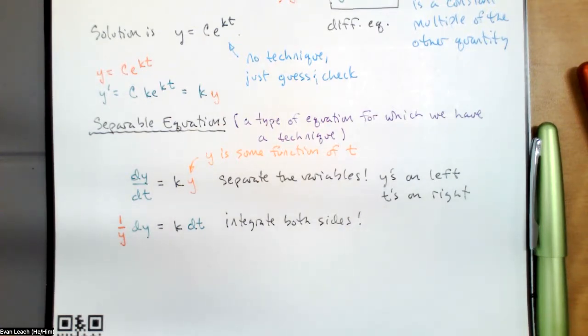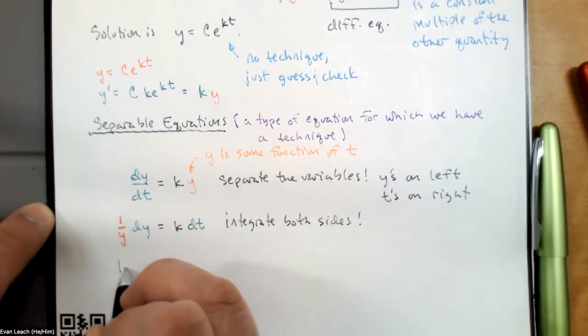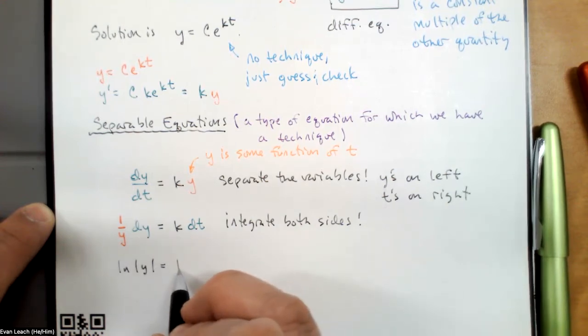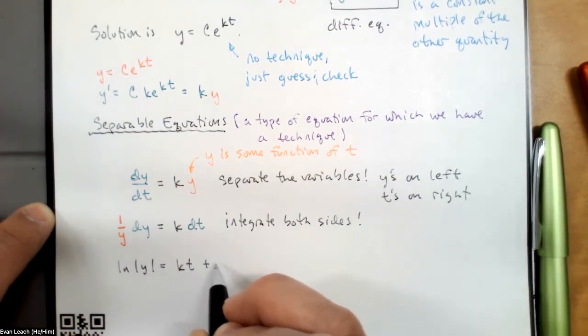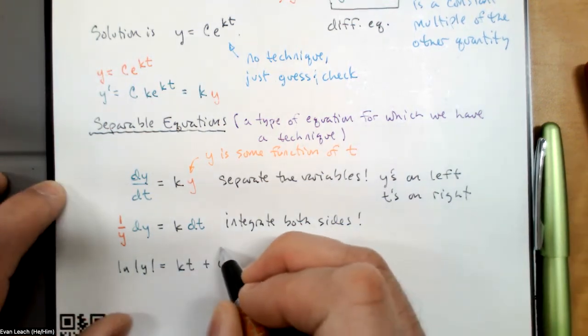The integral of 1 over y is natural log absolute value of y. The integral of the constant is k times t plus c. Now we integrated both sides, and that introduces a constant of integration on both sides. But they're arbitrary constants, so I'm going to gather both of the constants on the side with t. So that plus c is both constants of integration.